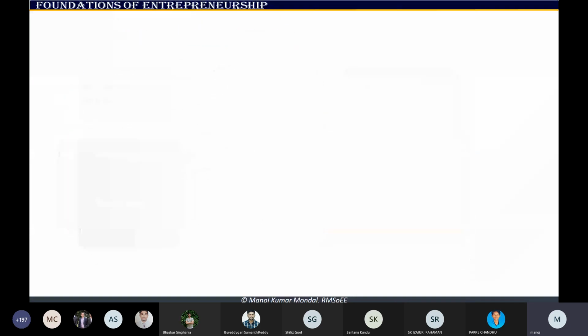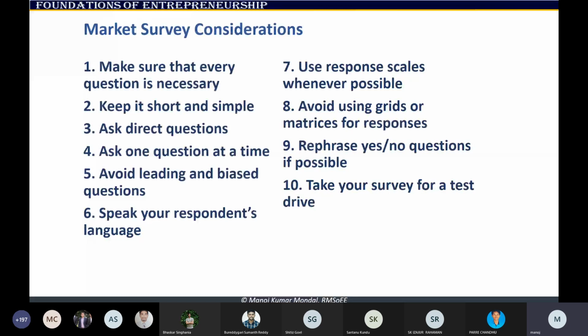So visiting the same thing again and again, and then market survey. What are the considerations for market survey? I think I'm running out of time.